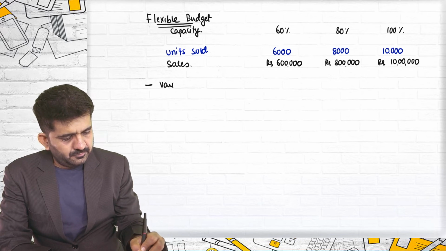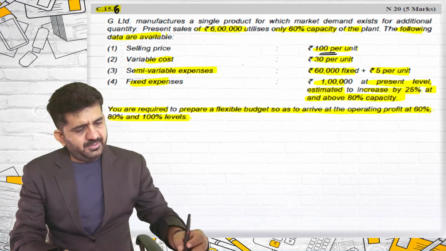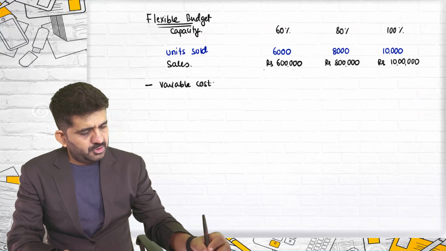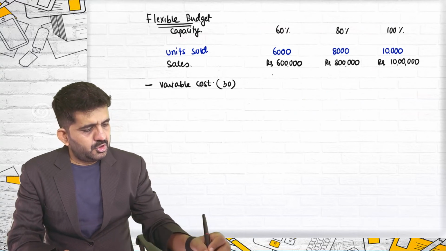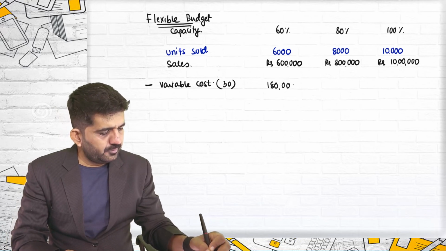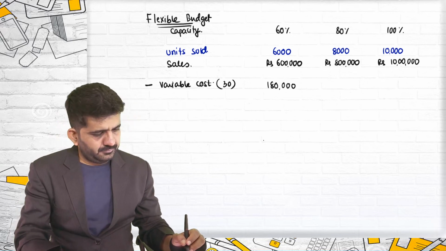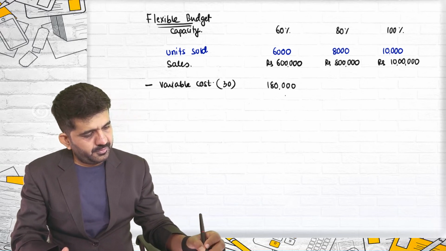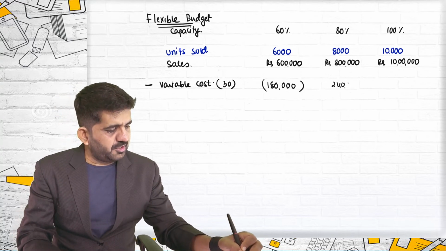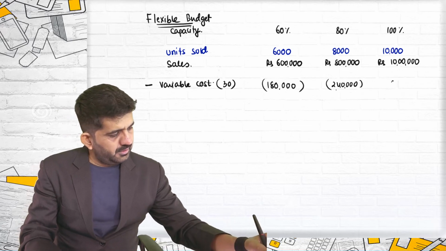Minus variable cost. Variable cost is 30 per unit. So this will be 1,80,000. This will be 2,40,000. This will be 3 lakhs.